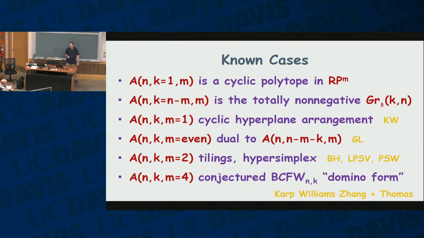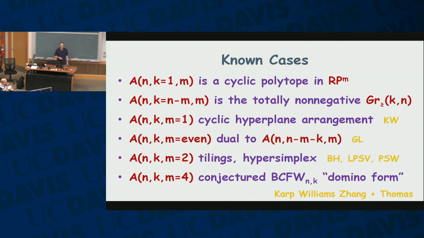Now for m equals 4, which is what we need in physics, there's a paper by Karp, Williams, and Zhang with an appendix joint with Thomas, where they give many different ways of defining and thinking about the BCFW recursion and some explicit non-recursive descriptions for these tiles. Among these there is a domino matrix form, which I'm going to use later.